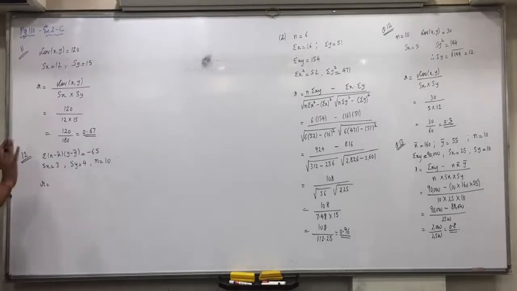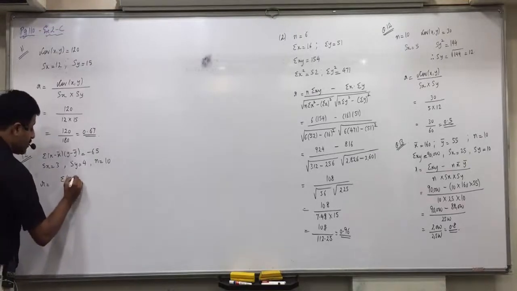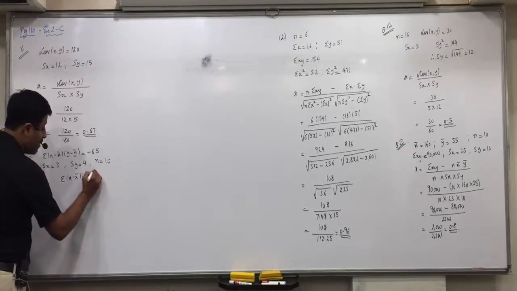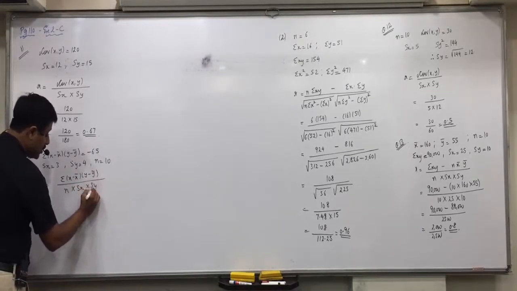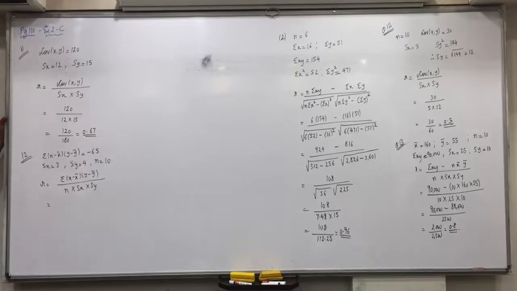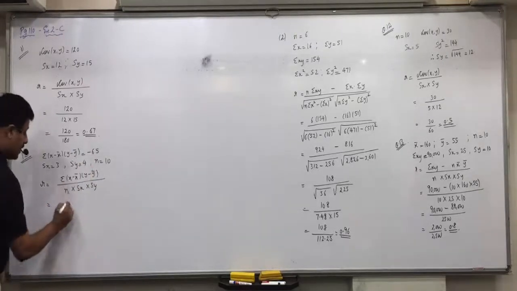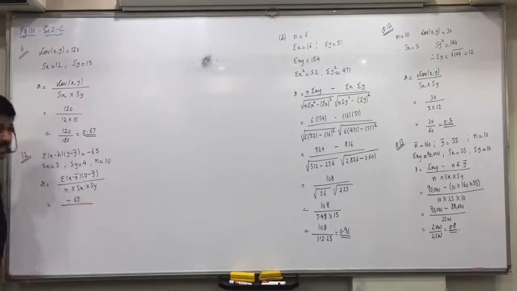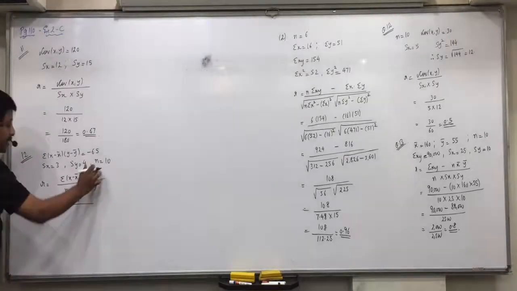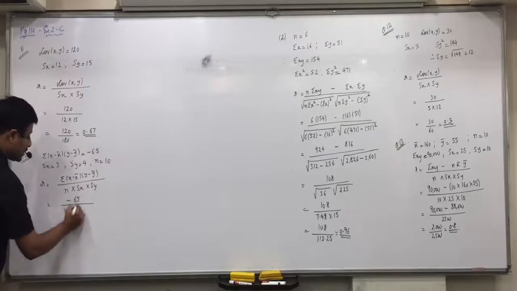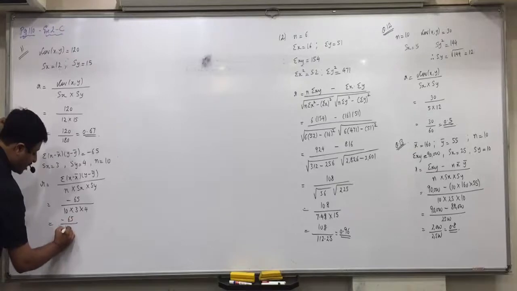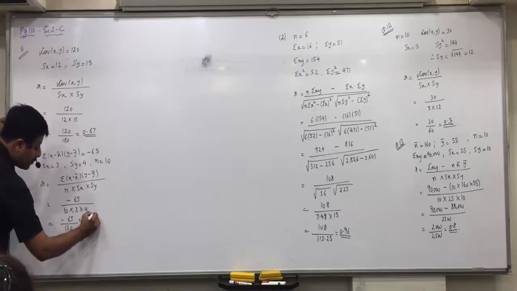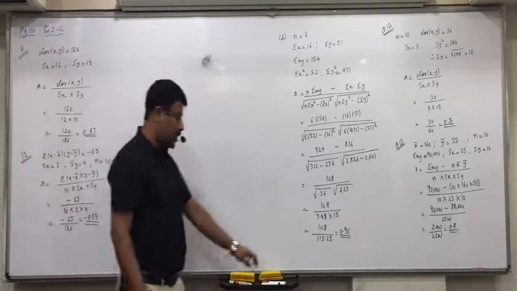Correct, the second formula will be used: sigma x minus x bar y minus y bar upon n into Sx into Sy. Who is speaking in between? Did everyone understand this? Now what is sigma x minus x bar into y minus y bar? Minus 65 upon, what is n? 10 into Sx, 3 into Sy, 4. So minus 65 upon 120, minus 0.5. Did you all understand these questions, everyone?